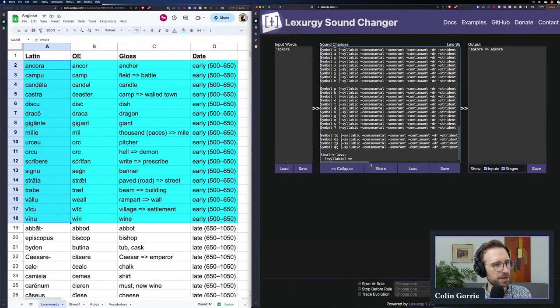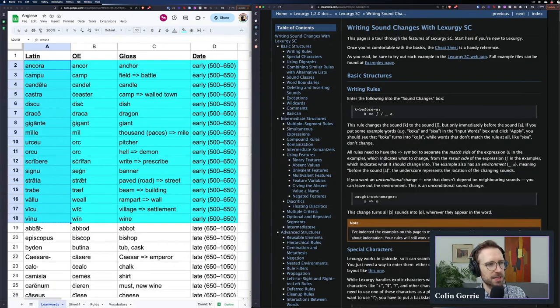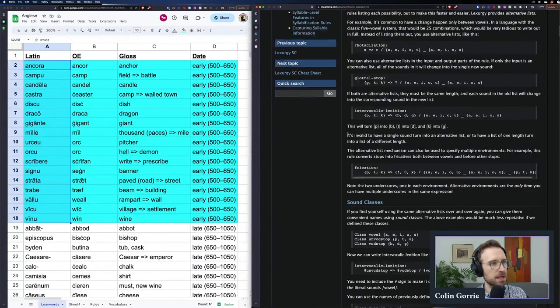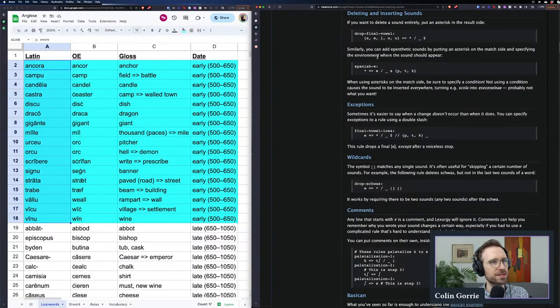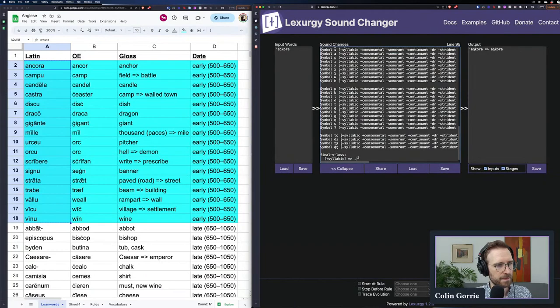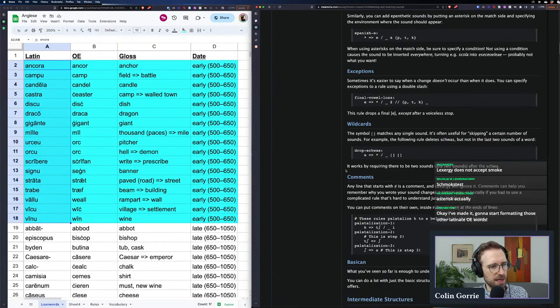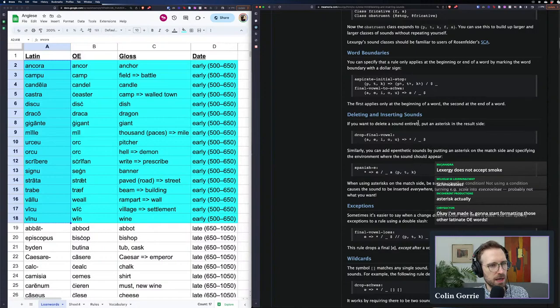Let's go back to the Lexurgy documents. Where is it? Deleting and inserting sounds. Oh, no, it's not a dot. It's an asterisk. Some of these are not the easiest symbols to remember. But so, final vowel loss. And normally we would have a pound sign to be the word boundary. I believe Lexurgy uses different signs for different sides of the word. No, it doesn't. It just uses dollar sign instead of pound sign.